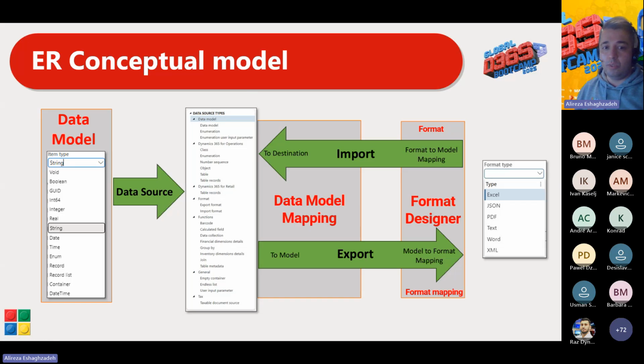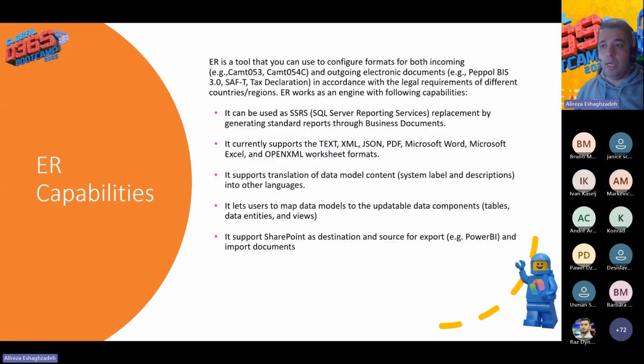But in order to have a better understanding about this, I have created this slide about the core capabilities. Since I have talked about that it can be used both for the outgoing electronic documents, as I mentioned, and also ingoing, which you can use to import the file. So there are basically some core capabilities of electronic reporting.